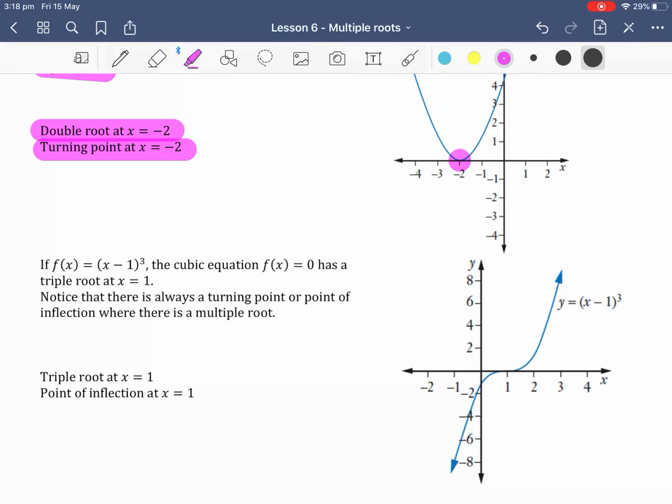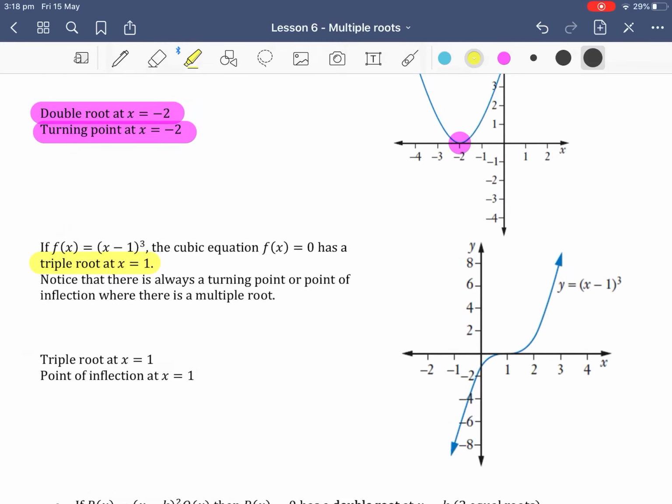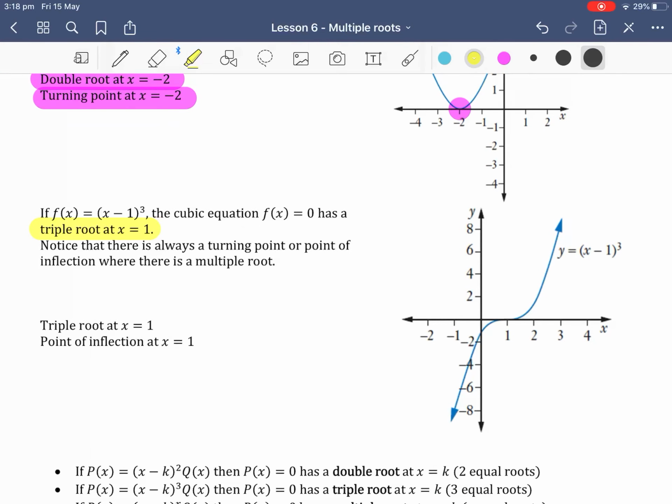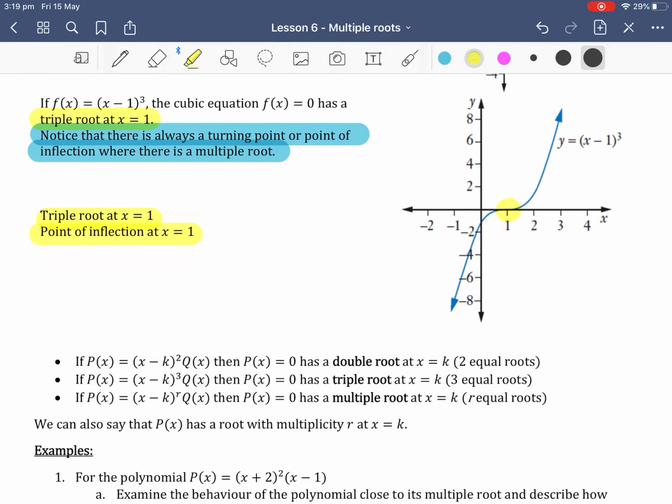If f(x) equals (x - 1) all cubed, the cubic equation f(x) = 0 has a triple root at x equals 1. Notice there is always a turning point or a point of inflection where there is a multiple root. In this case, it is a point of inflection where there's a triple root at x equals 1.